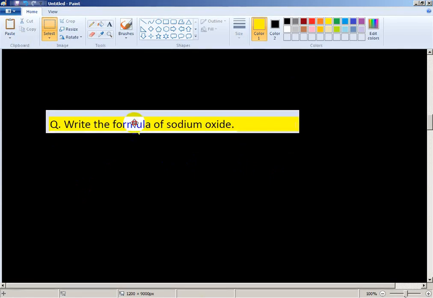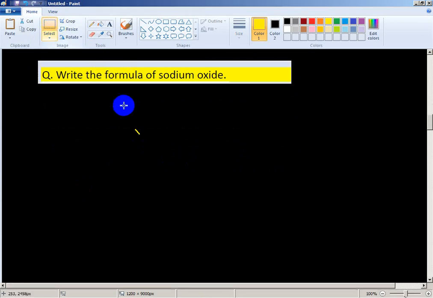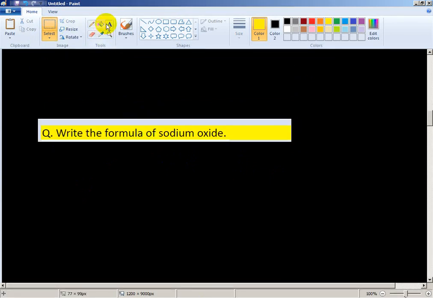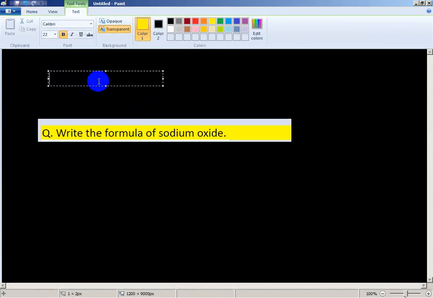okay, formula writing using which method? Swap drop method. Formula writing using swap drop method. The topic is formula writing. What is the method? Method name is swap drop method. Okay, swap drop method.